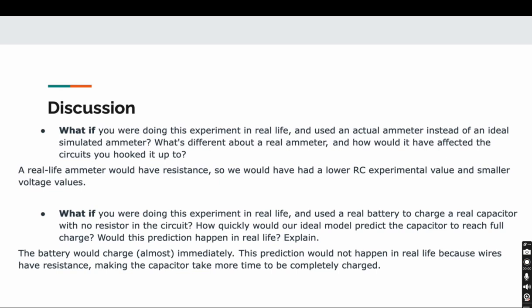So a couple of what-if questions mostly revolve around how the circuit would change in the real world. For the first part, it would be different because the ammeter does have resistance, so the RC value would be lower, and the voltage values would be lower because there's resistance. And then also for the battery question, it would charge almost immediately, almost instantaneous, but the prediction would not happen in real life because wires do have resistance, so the capacitor would take more time to be completely charged.